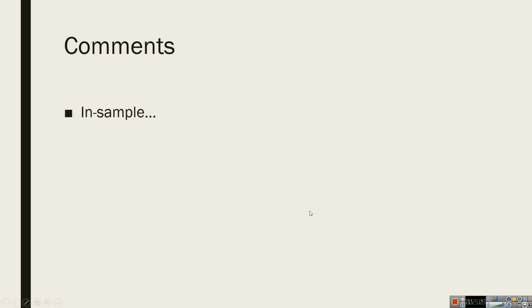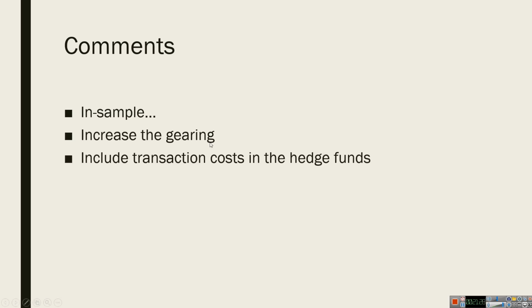So, okay, just to end with a few comments. This is obviously all done in sample, but you can see the trends are pretty consistent, but it's true, we don't know that this will work in the future. We do think that there's scope to actually gear this up quite a bit more and still for it to be very safe. And we haven't included the transaction costs in the hedge funds, but there will be some costs which will obviously diminish our returns slightly.